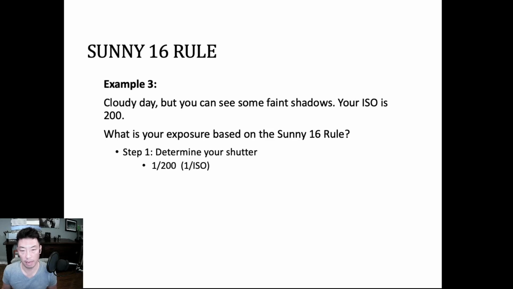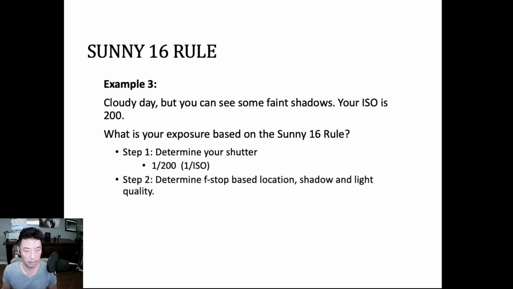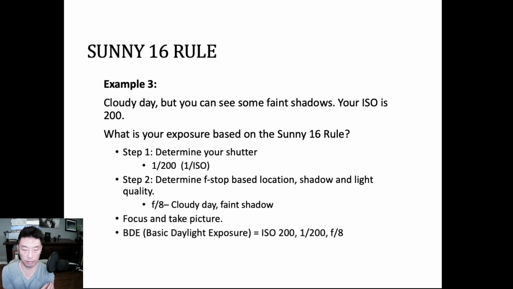Step 2, determine the f-stop based upon your observation. It's cloudy, but you can see some faint shadows. So maybe it's not quite partly cloudy, but the sun's powerful enough to give you some faint shadows. So maybe it's f8. Okay, based upon that chart, cloudy day, faint shadows. It isn't completely shadowless, so that's telling us that there is some brightness to the situation. So it's not a 5.6 day; it's an f8 day. Okay, focus, take the picture. All right, the BDE, the basic daylight exposure for this example is ISO 200, 1 over 200 shutter speed at f8.